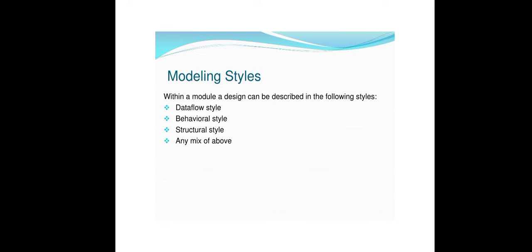Then the next part is the modeling style. There are four main parts of the modeling styles. First is the data flow style, second is the behavior style, third is the structural style, and fourth is any mix of the above styles. Then first is the data flow style.